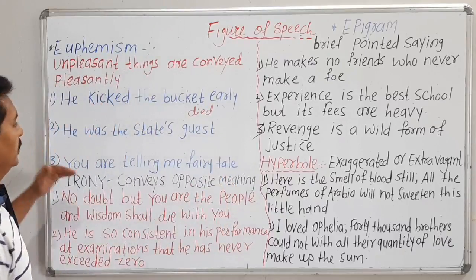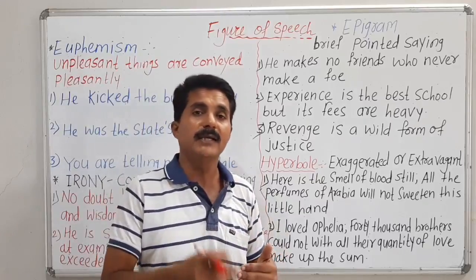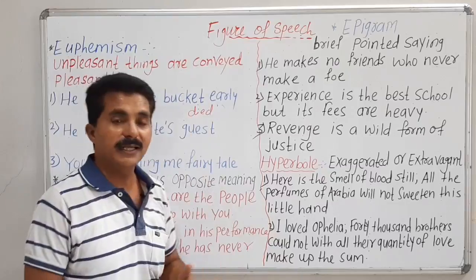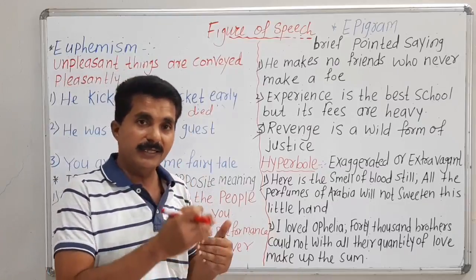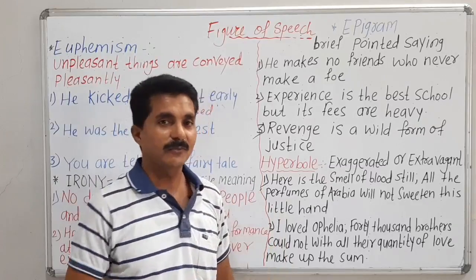Next example, you are telling me a fairy tale. Instead of directly saying to somebody that you are a liar, what should we say? You are telling me a fairy tale. It means that you are not telling the truth. So this is also one of the good examples.